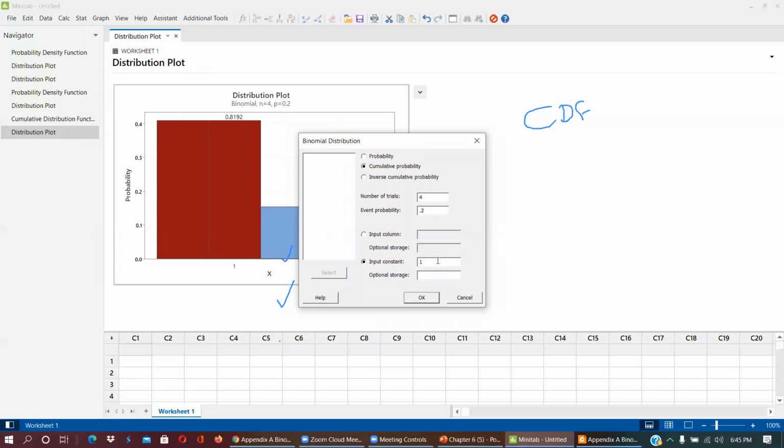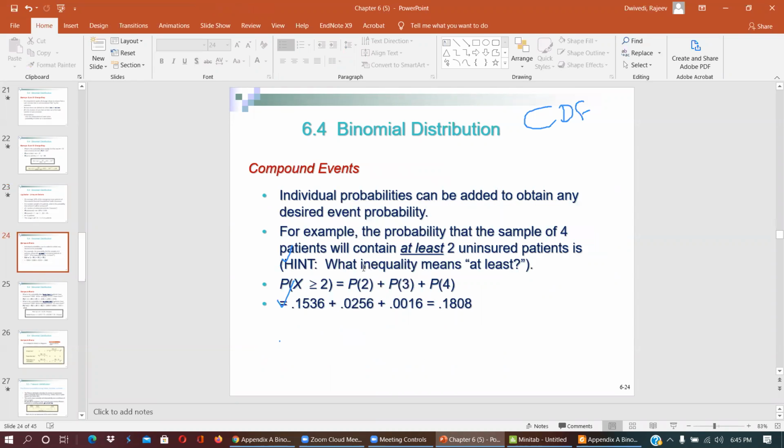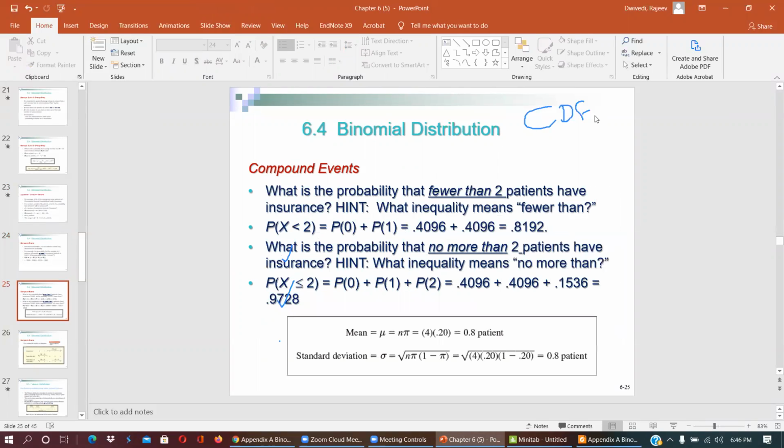You can get up to 1 and then subtract from 1. So here you can see, either you can do probability 2, 3, 4, or you can do up to probability 1 and then subtract from 100%, or 1, and you get the rest of the value. So it is a 3 step process, and that is a 1 step process. So we use the CDF function in this.